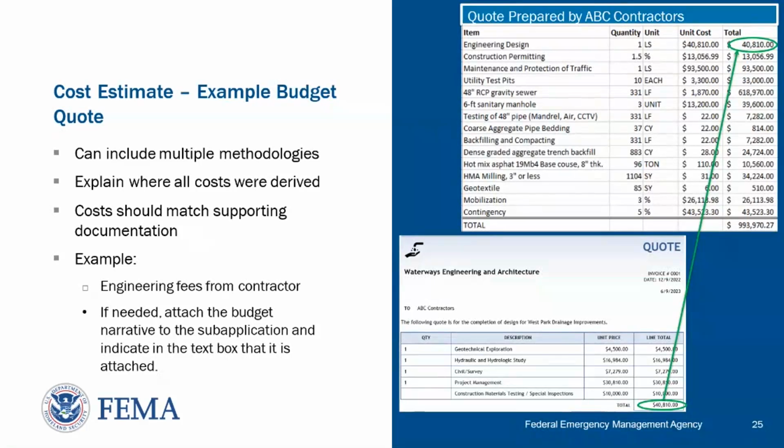The project cost estimate could use multiple methodologies. For example, the cost of construction may come from a contractor, while the administrative costs come from recently constructed projects. It is important to explain where all these costs come from and how they are used in the final cost estimate. Lump sum cost estimates are not acceptable. We will review a few examples of budget documentation.